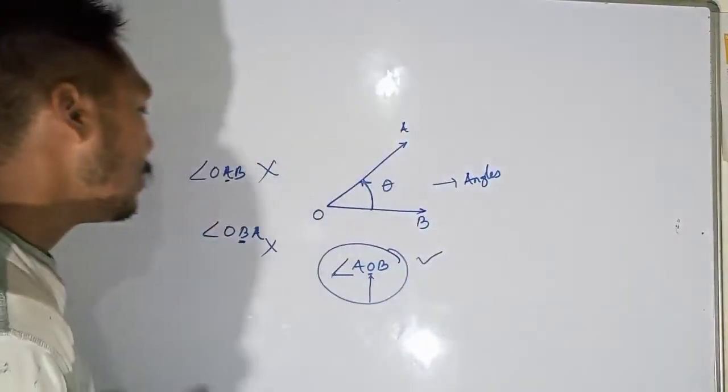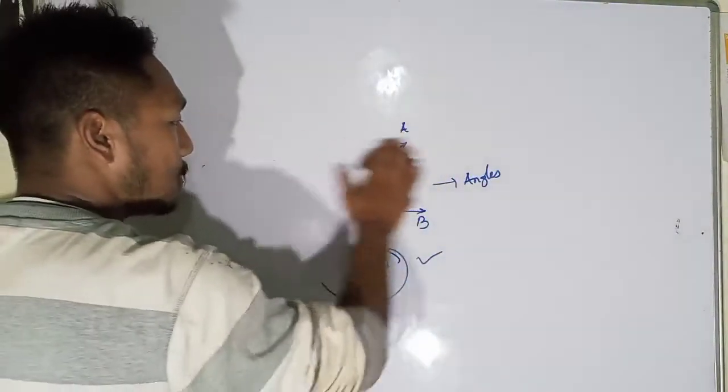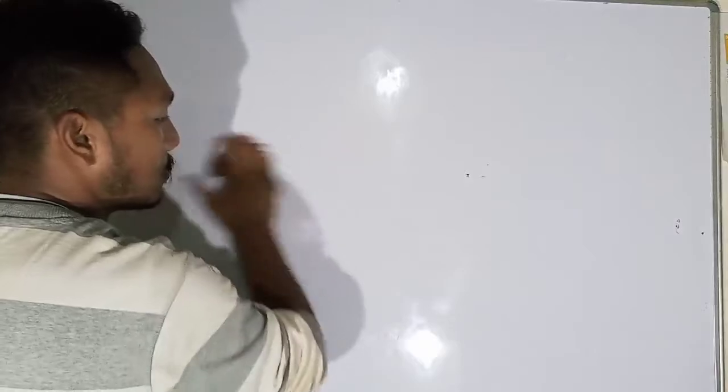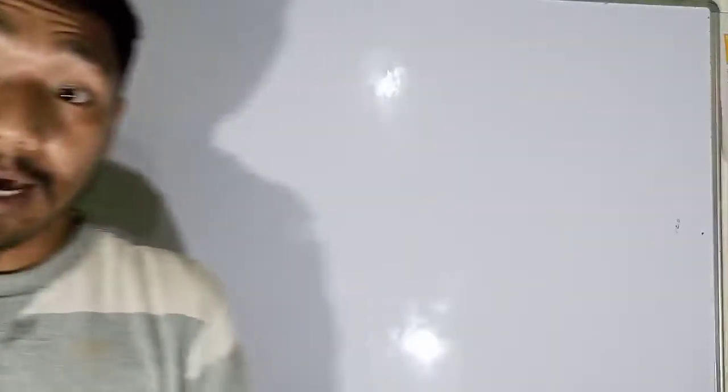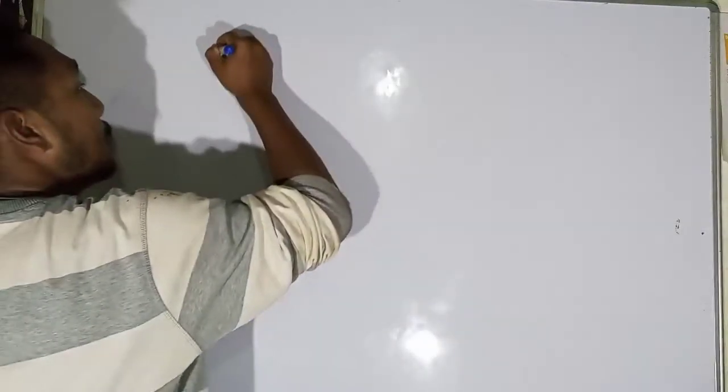Now let's discuss the pairs of angles, the different pairs of angles. What are the different pairs of angles? The first we are going to discuss is the adjacent angles, linear pairs, vertically opposite angles, complementary angles, and supplementary angles. In this topic video we will discuss linear pairs of angles or adjacent angles.